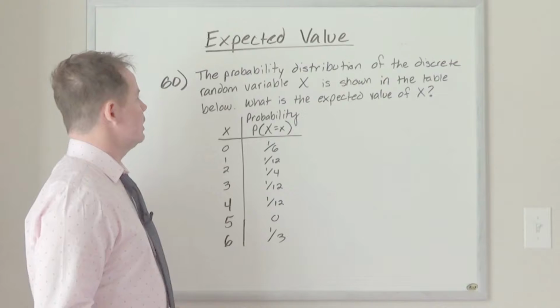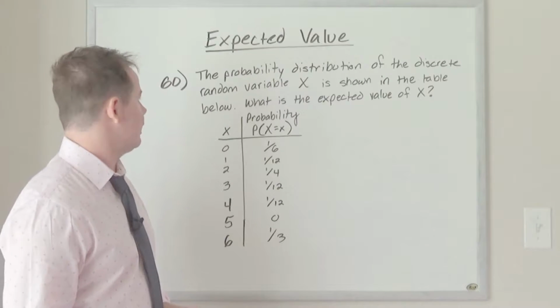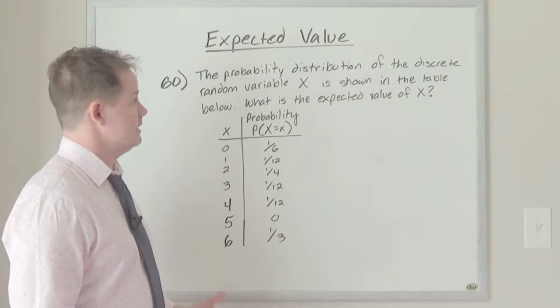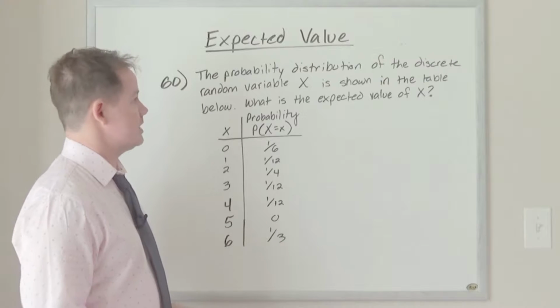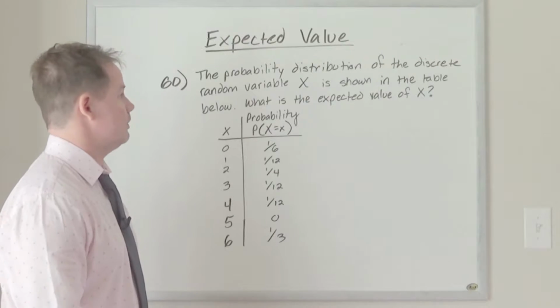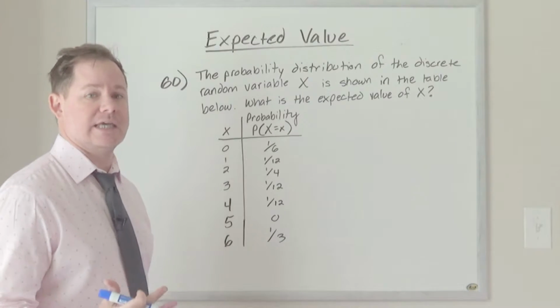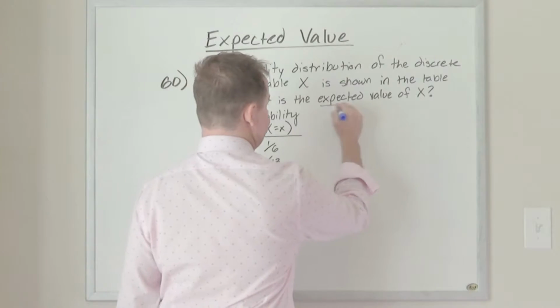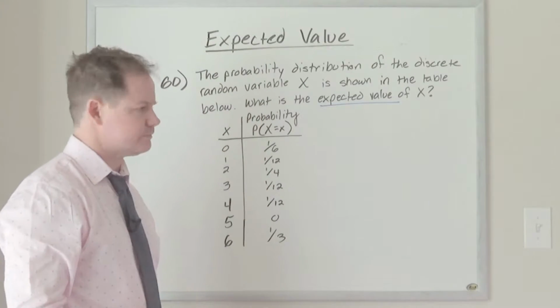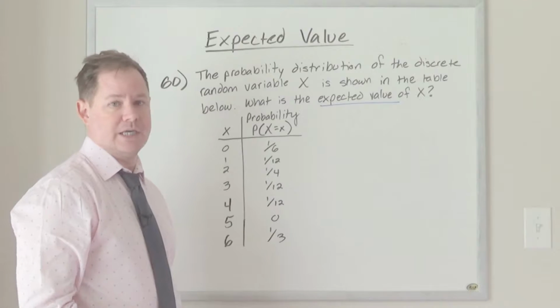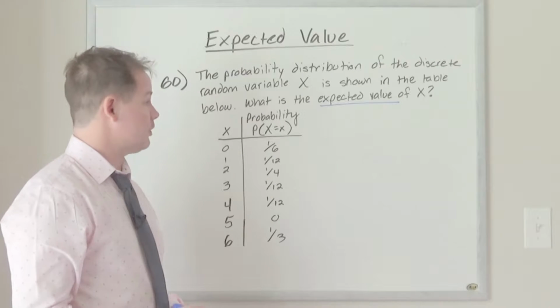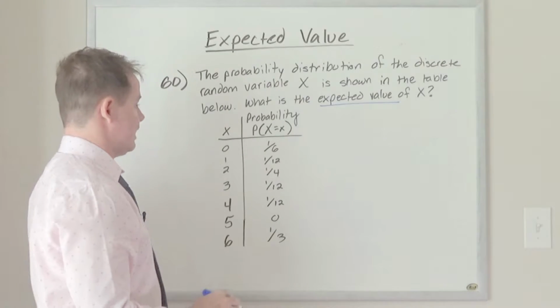So let's read through this. The probability distribution of the discrete random variable x is shown in the table below. What is the expected value of x? So they will usually use that language in the question itself. And if you see expected value, then you're going to take this approach, and it's just two steps. You're going to multiply, and then you're going to add.